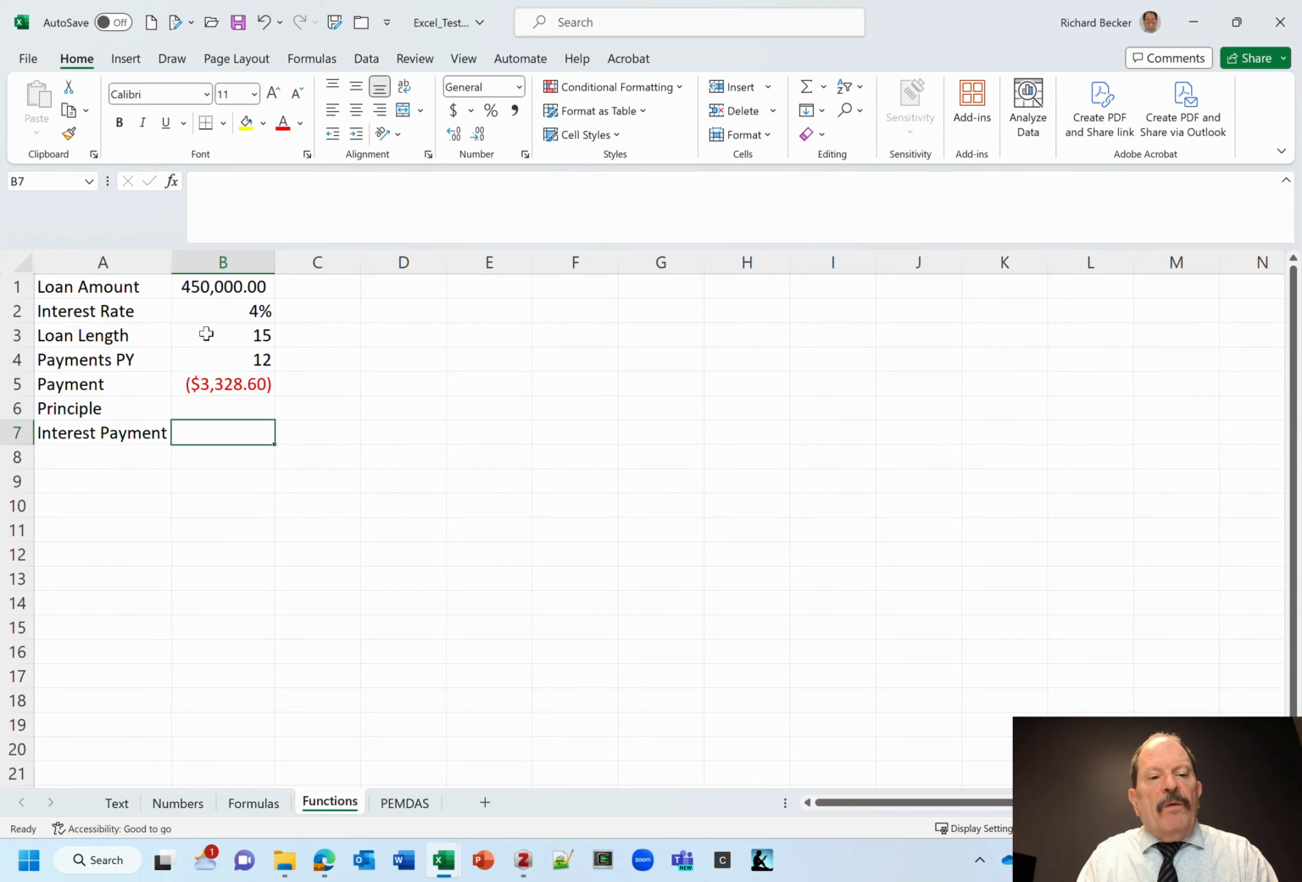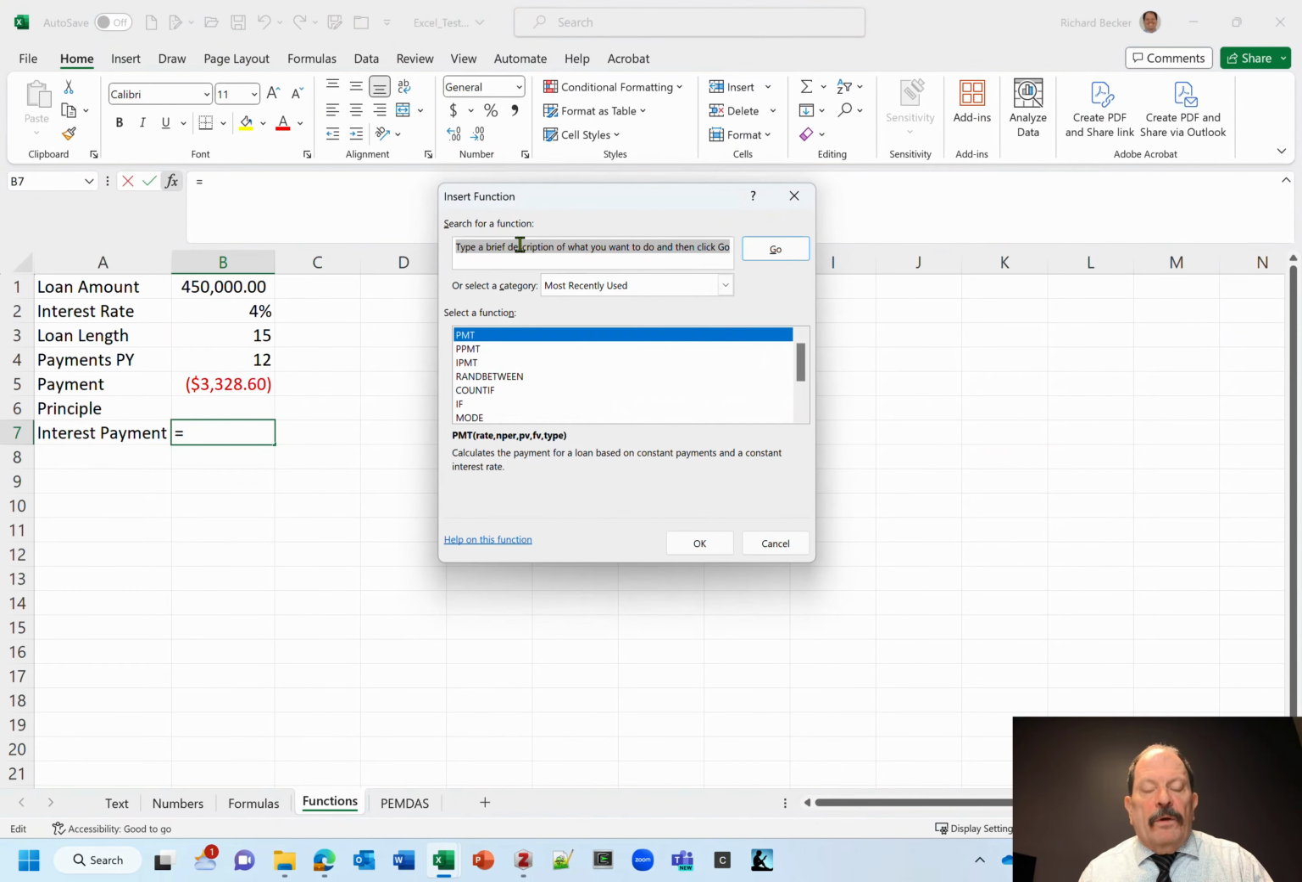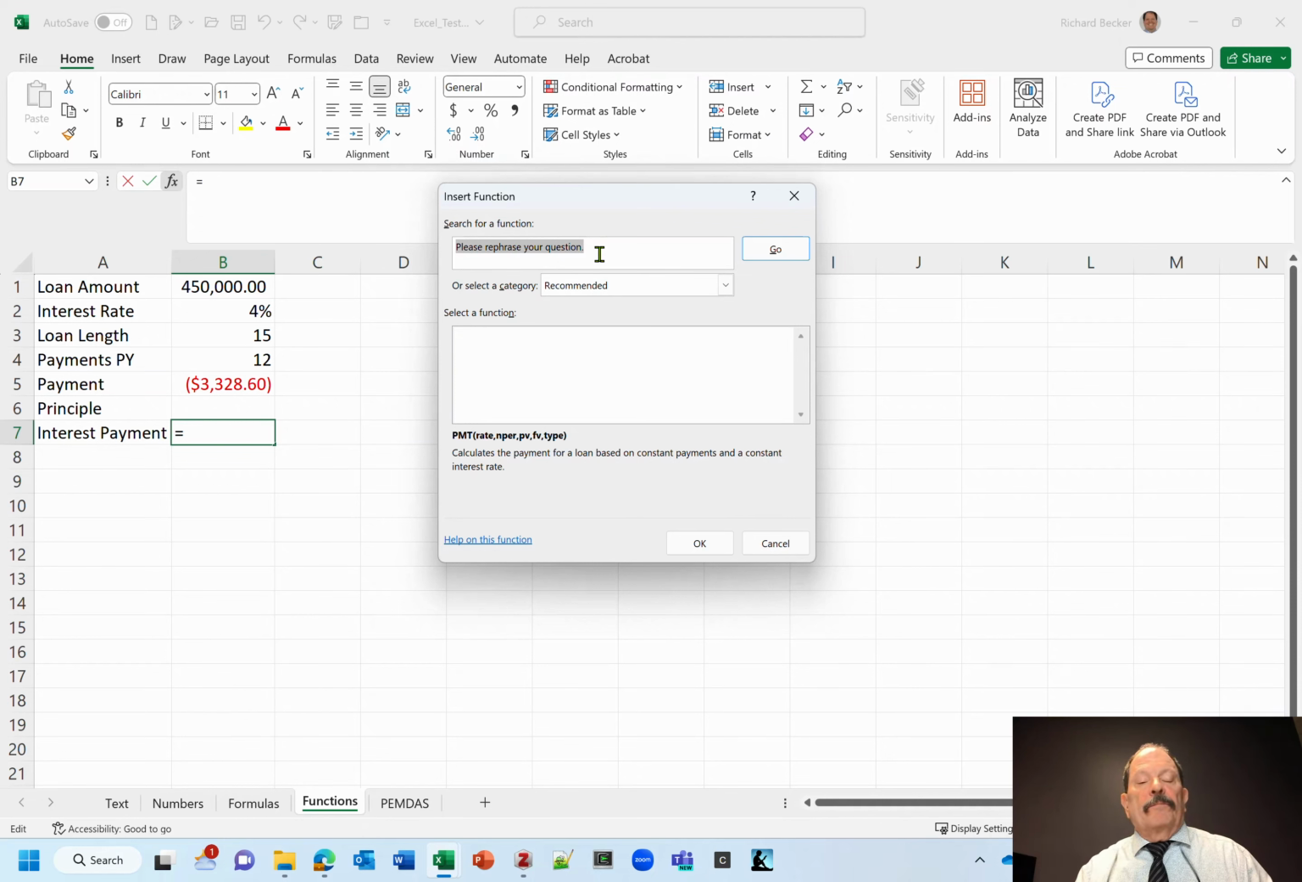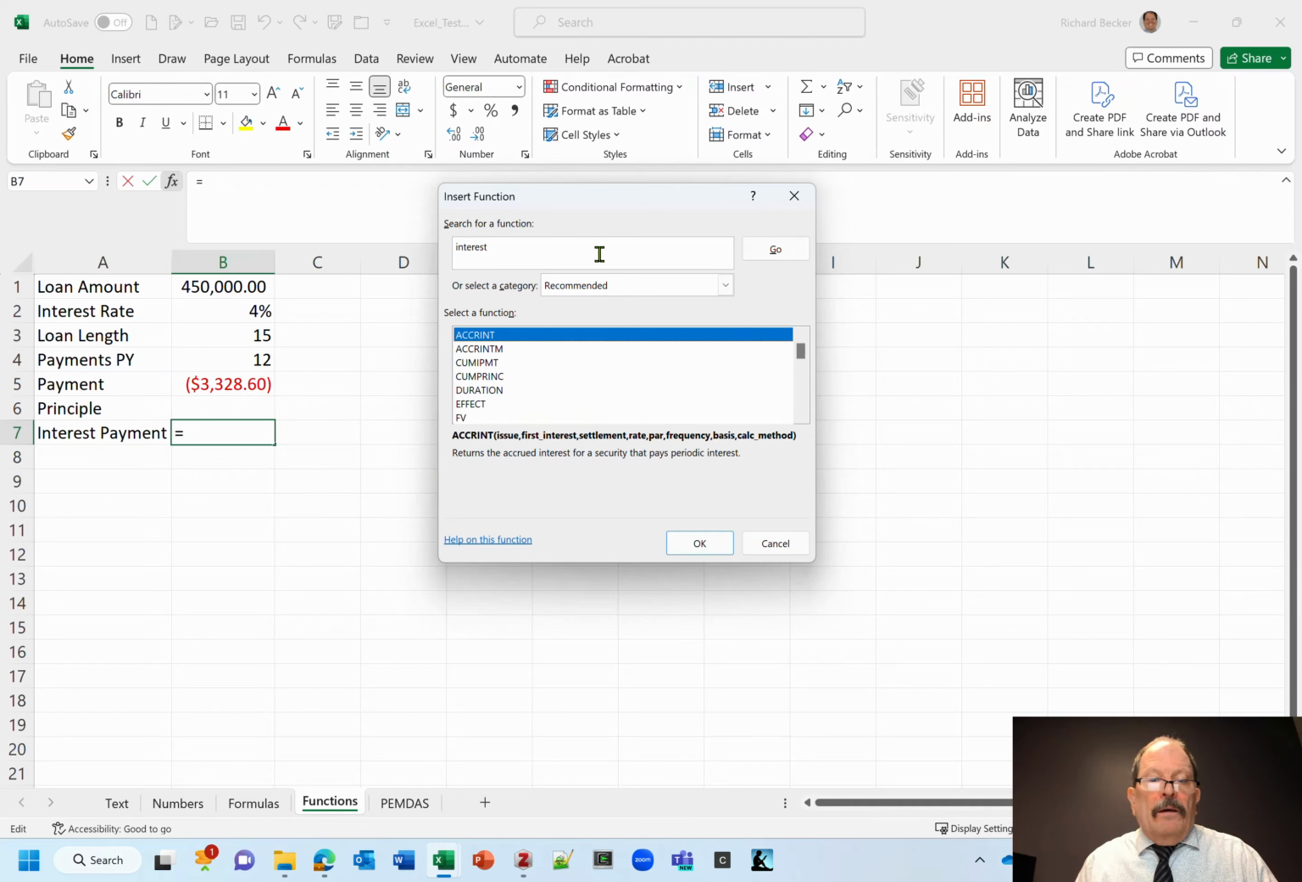And so now I want to know what my interest payment is. Well, let's go back and look at the insert function. And now I want to do interest payment. And let's see. Oh, didn't find anything. Maybe I didn't type well enough. Let me put my glasses on. So interest, we'll just do it that way. Okay, so cumulative interest. Let's scroll down. I'm looking for, let's see.